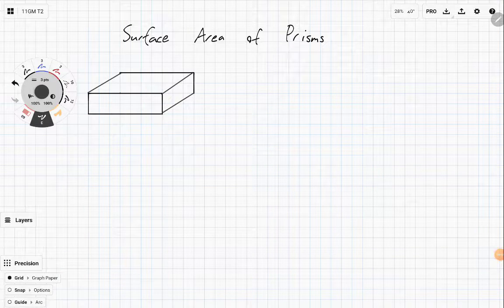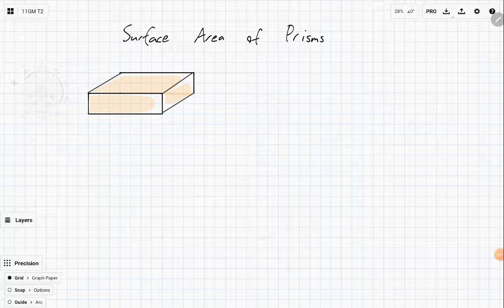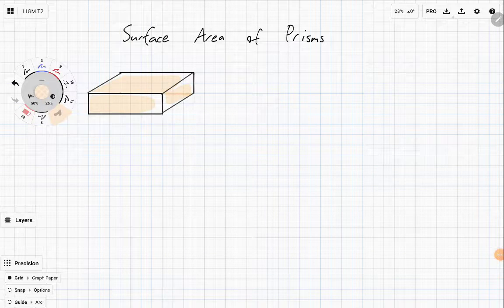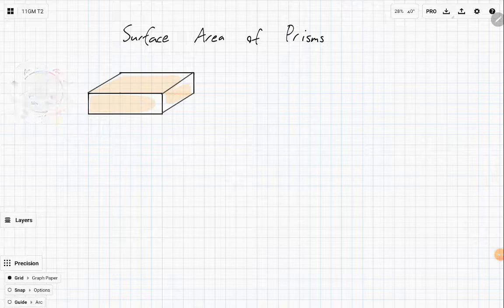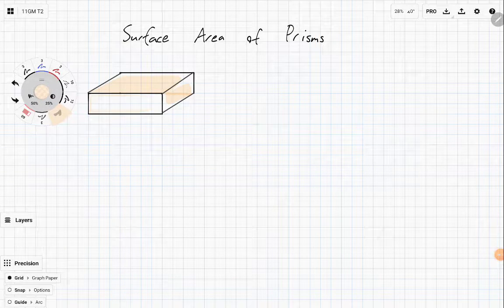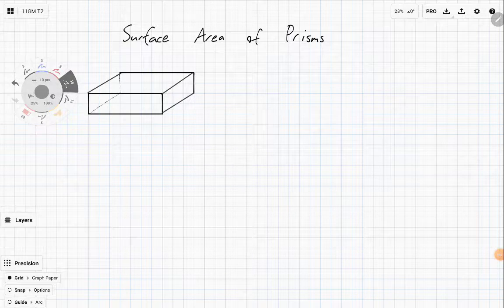Today we're going to be having a look at surface area of prisms. So first of all, let's talk about surface area. Now surface area is the area it would take if you wanted to paint every single side of a particular shape. So you can see here that on this rectangular prism there are 3 faces we can see, but there are also 3 faces we can't see. These faces are behind or in the back.